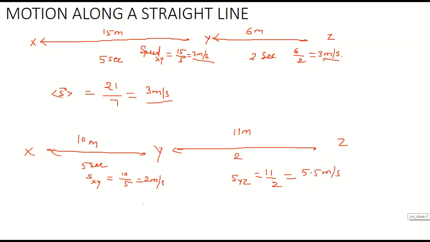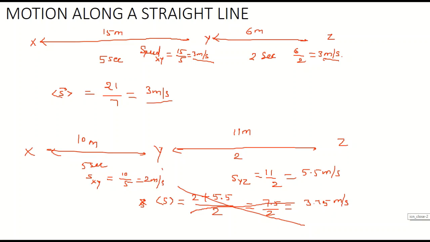But if we calculate this average speed with the formula of a plus b by 2, which we saw yesterday, that is this plus this divided by 2, that is equal to 7.5 by 2, that is equal to 3.75 meter per second. Will it be correct, students? No, I have told you that we will not take the average of these two values.